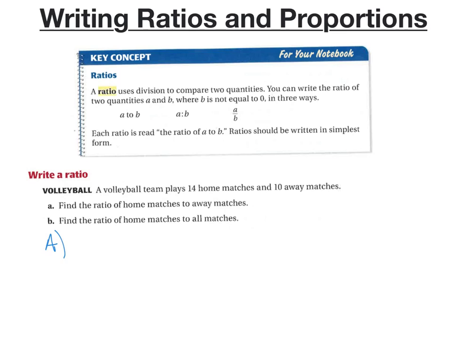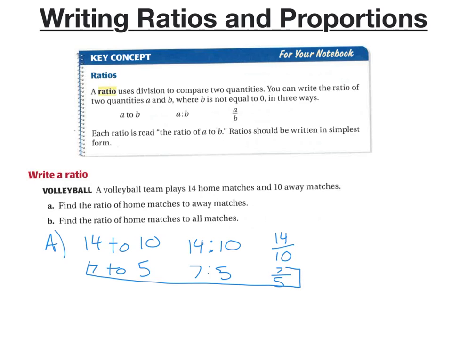So here we have A. We can write it as 14 to 10, we can write it as 14 colon 10, and we can write it as 14 over 10. But remember, we always want these to be in simplest form. So I can divide 14 and 10 both by 2. So actually it's going to be 7 to 5, 7 colon 5, and 7 over 5, right? So these are our final answers here. This is how we can write our ratios.